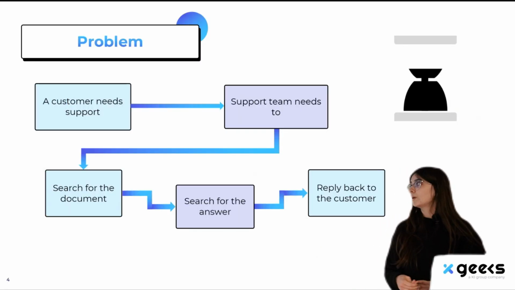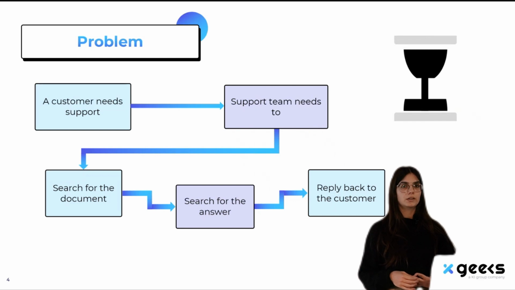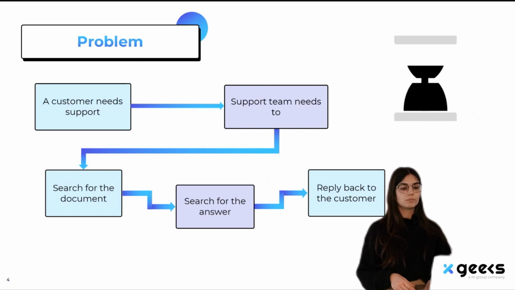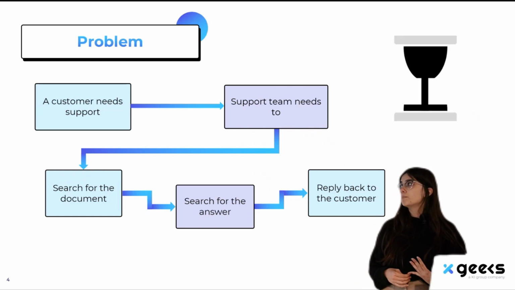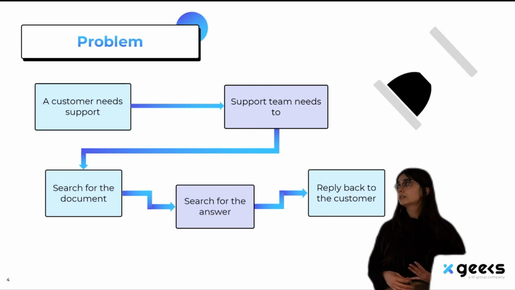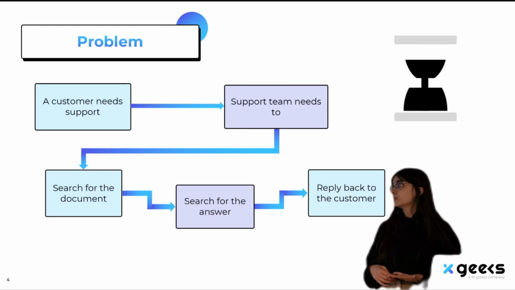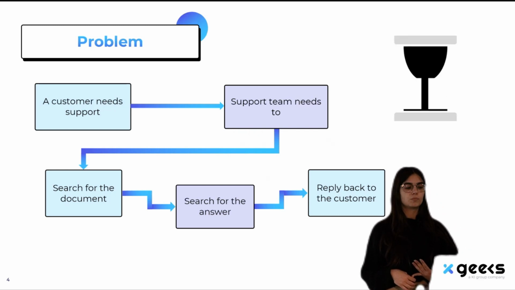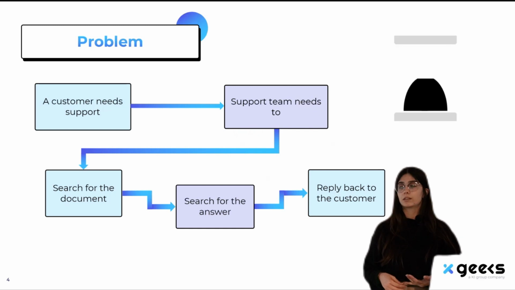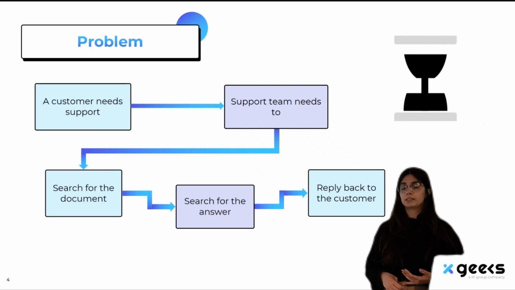So starting with the problem, our customer is a Valve seller, and they have a support team to help their customers every time they need. Basically the process starts when the customer needs some support. They reach out to the support team, and then the support team needs to search for the document that might have the answer that they need.